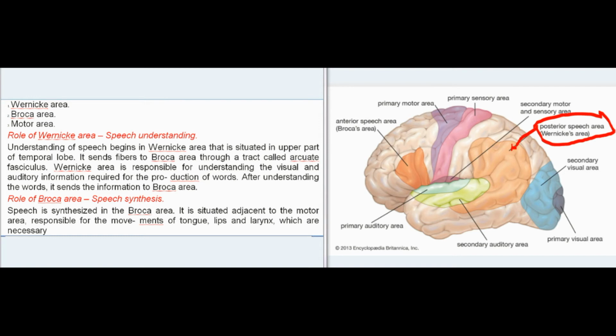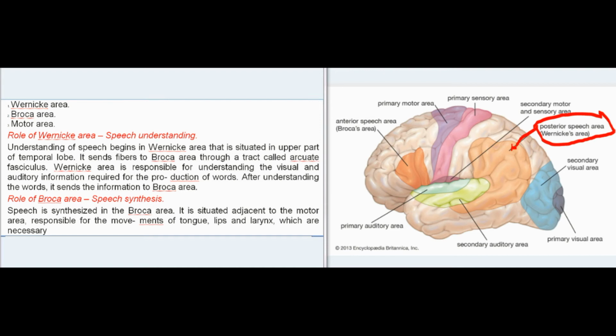It sends fibers to Broca area through a tract called arcuate fasciculus. Wernicke area is responsible for understanding the visual and auditory information required for the production of words. After understanding the words, it sends the information to Broca area. Role of Broca area: speech synthesis. Speech is synthesized in the Broca area.